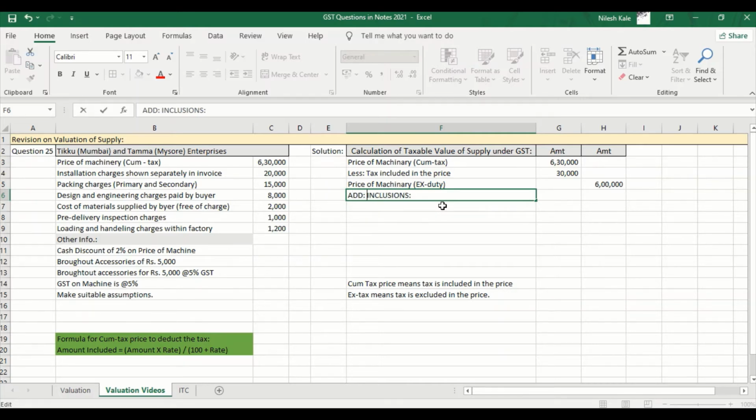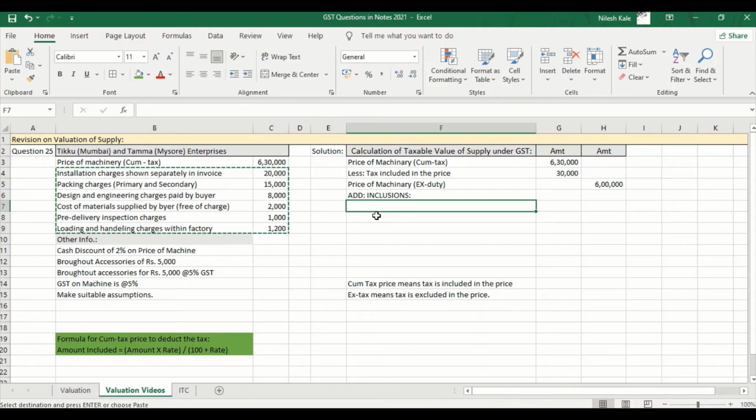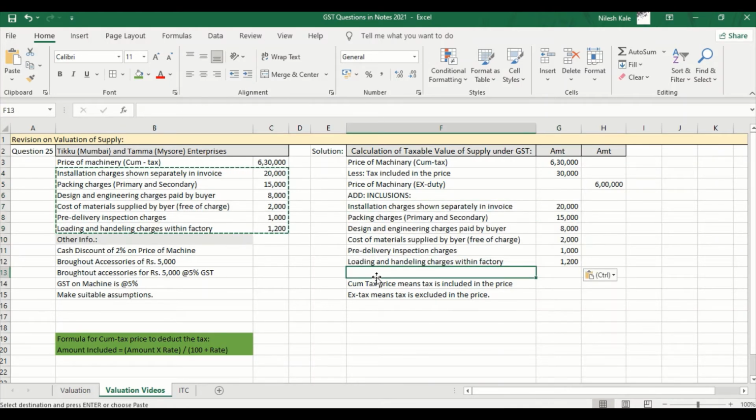Add inclusions. What are the inclusions? What are those things we have to add? See, price of machinery, leave it. Installation charges we have to add, packing charges, design and engineering, cost of materials, pre-delivery and loading and handling charges. All these things we have to add, right? So what I will do is copy all this with the amount and paste it here, because I can save some time.